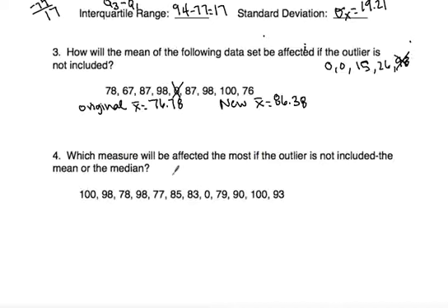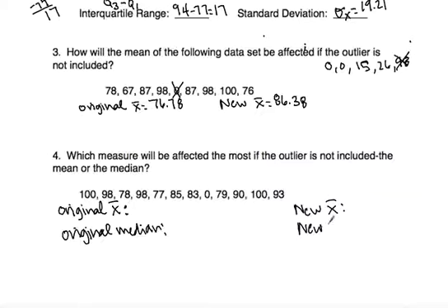Number 4 says which measure will be affected the most if the outlier is not included, the mean or the median. So what we're going to do is we're going to calculate the original mean and the original median by plugging the original data set into the calculator. And then we're going to get the new mean and the new median by eliminating our outlier. So if we look in our list, it appears that our outlier is going to be this 0. We're going to keep the 0 for right now. We'll get rid of it once we get our X bar and our original median.